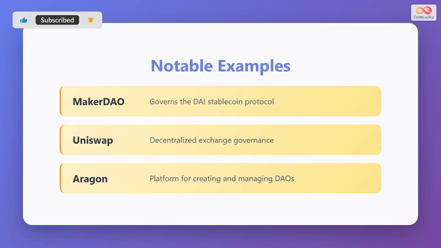Several DAOs have become prominent in the blockchain ecosystem. MakerDAO governs the DAI stablecoin protocol, one of the most successful decentralized finance projects, where token holders vote on collateral requirements and stability fees. Uniswap operates as a decentralized exchange with community governance, giving UNI token holders control over protocol changes and treasury allocation. Aragon provides a platform for creating and managing DAOs, offering tools and infrastructure that make it easier for communities to launch their own decentralized organizations. These examples demonstrate how DAOs are being successfully implemented across different use cases.